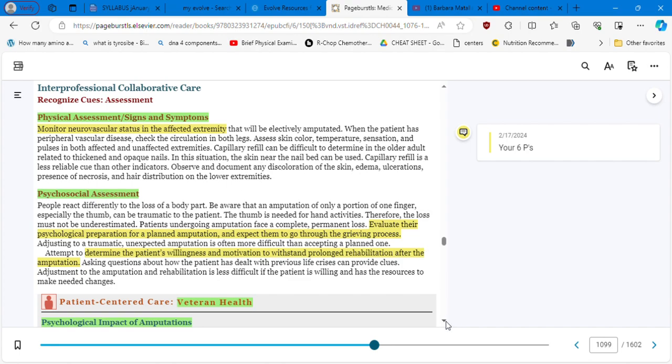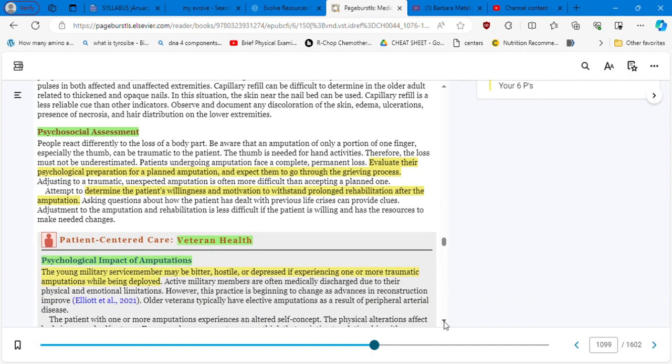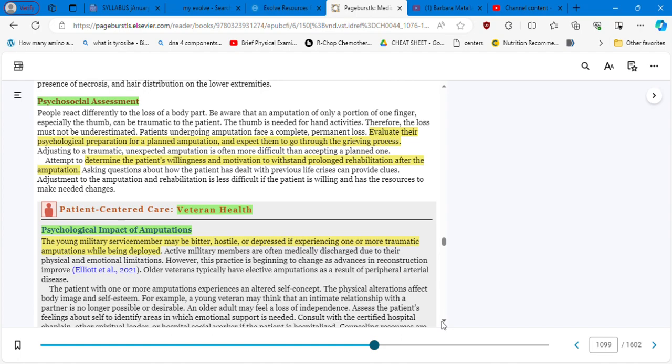Psychosocial assessment, evaluate their psychological preparation for a planned amputation and expect them to go through the grieving process. Sometimes this evaluation is not accurate because if the patient does not open his or her heart to this evaluation, really you cannot be prepared or plan for care post procedure. Determine the patient's willingness and motivation to withstand prolonged rehabilitation after the amputation. Yes. So we need somebody to connect with the patients in order to get accurate information.